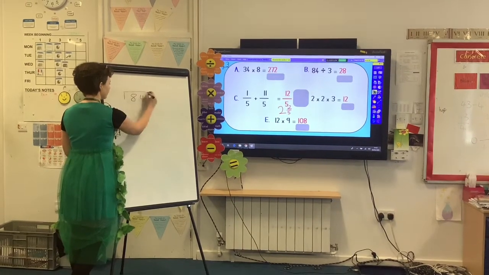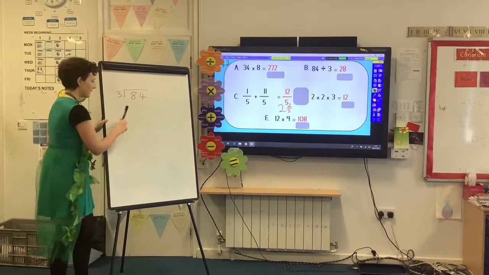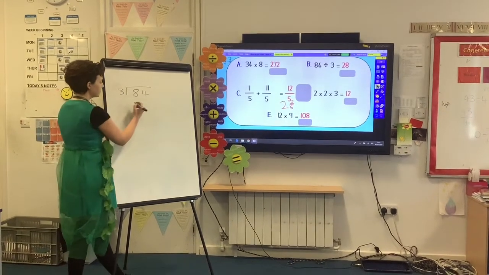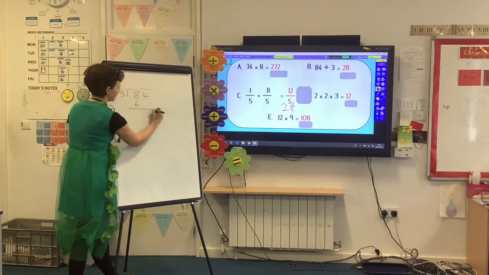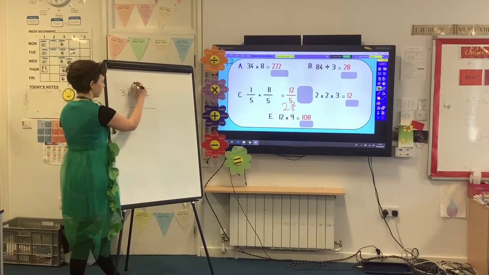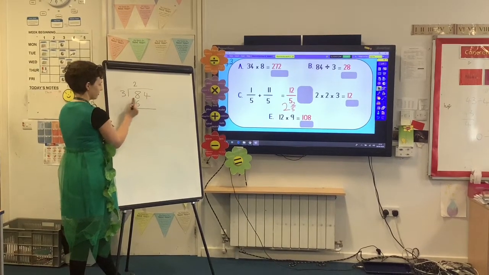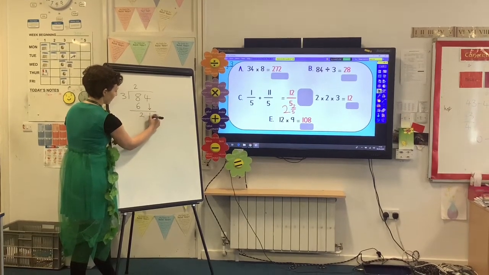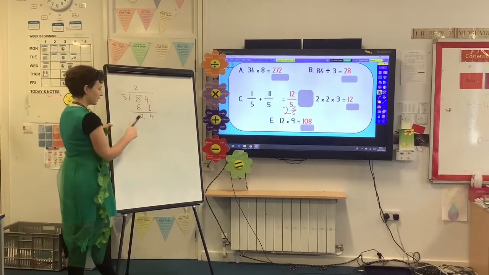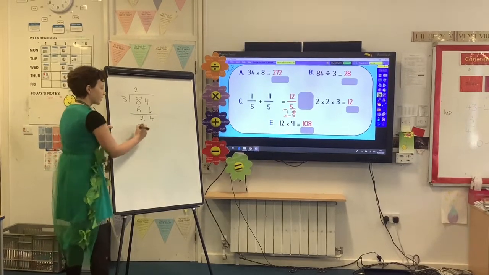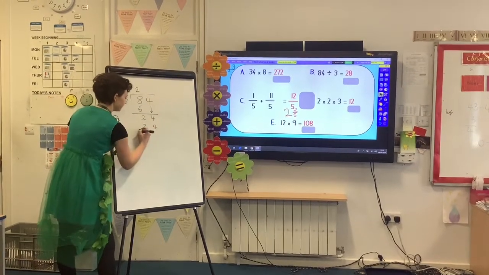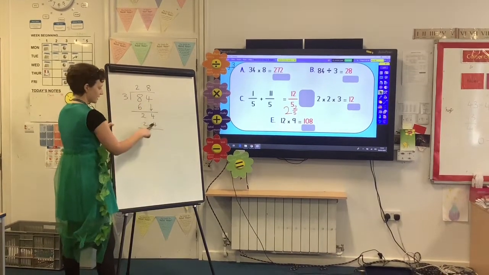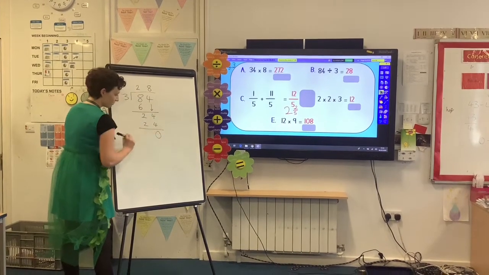So 84 divided by 3. So I've got 8 tens divided into 3 equal groups. So I can divide 6 tens equally, giving myself 2 in each group, because 2 times 3 would give me 6. And I've got 2 remaining, bringing down my 4 ones. And I've got 24 ones in total. I can use all 24 ones, giving myself 8 in a group, because I know 3 times 8 is 24, with a remainder of 0.